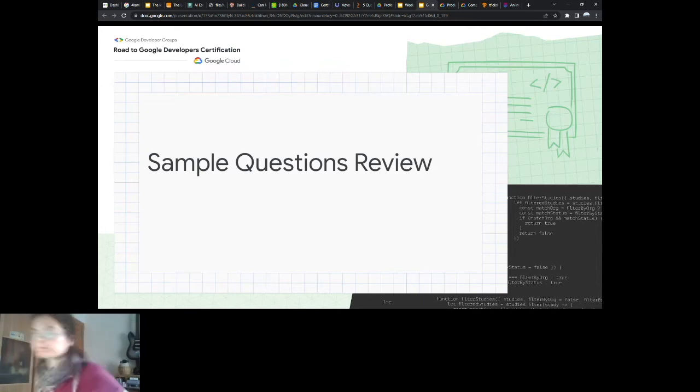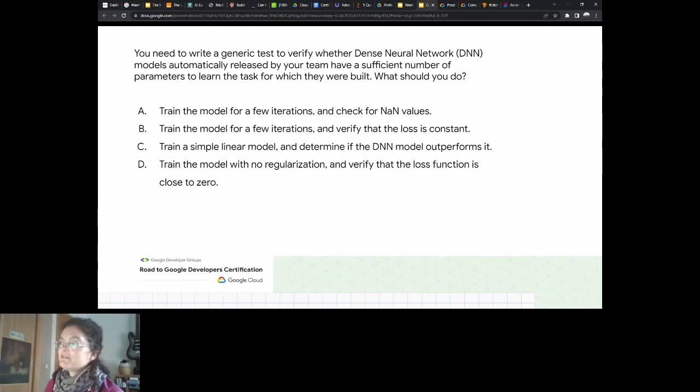First question. You need to write a generic test to verify whether dense neural network models, automatically released by our team, have a sufficient number of parameters to learn the task for which they were built. What should you do? So let's rephrase. Someone prepares a deep neural network automatically, and you want to know if that solution has enough parameters to learn.